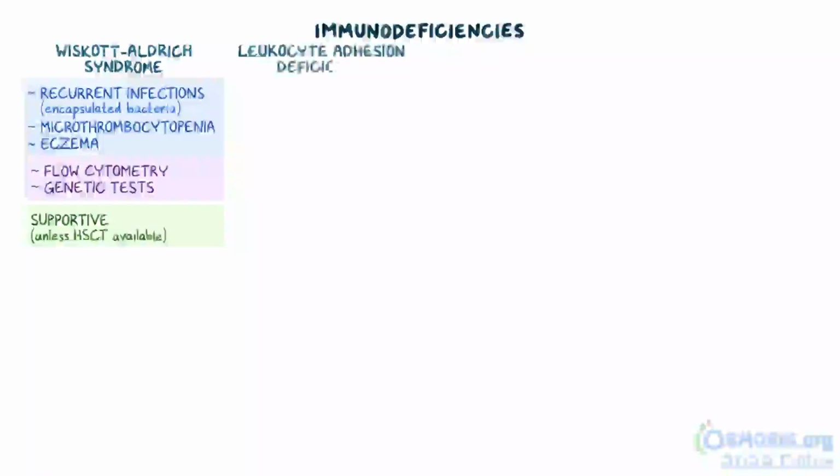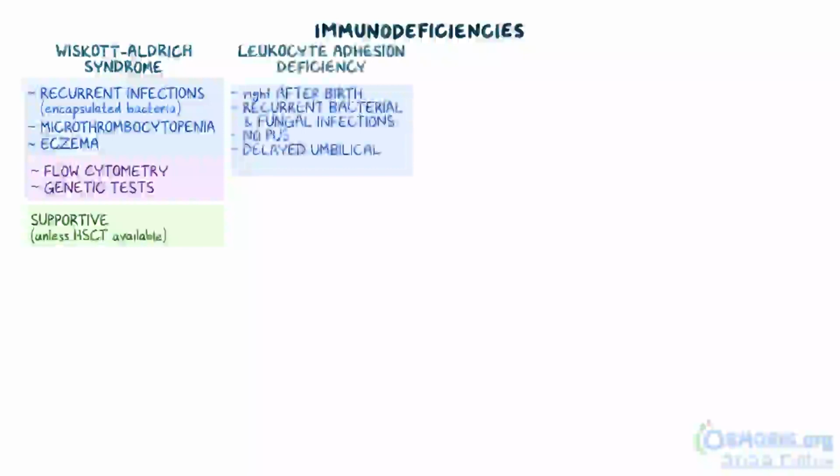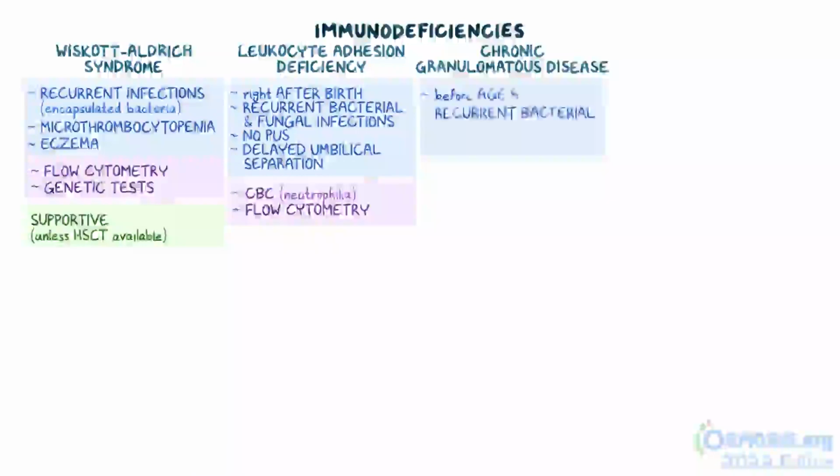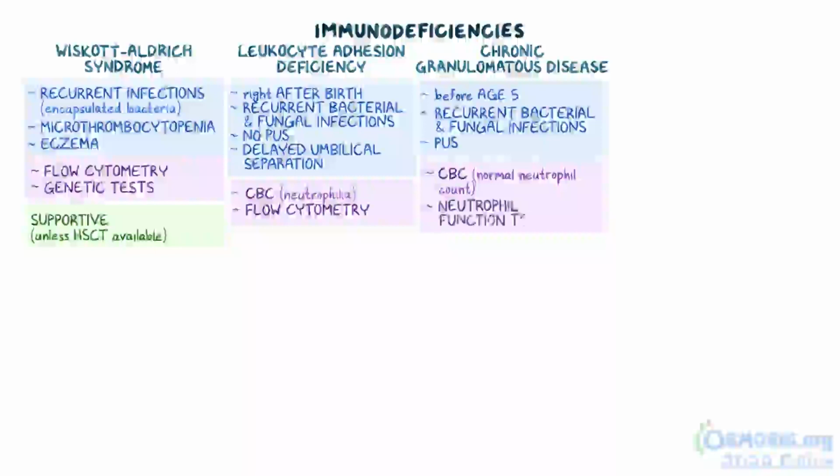Leukocyte adhesion deficiency appears right after birth with recurrent bacterial and fungal infections with no pus, as well as delayed umbilical cord separation. CBC shows neutrophilia and diagnosis is confirmed with flow cytometry. Chronic granulomatous disease appears before age 5, with recurrent bacterial and fungal infections with pus. CBC shows a normal neutrophil count, and diagnosis is made with neutrophil function tests.